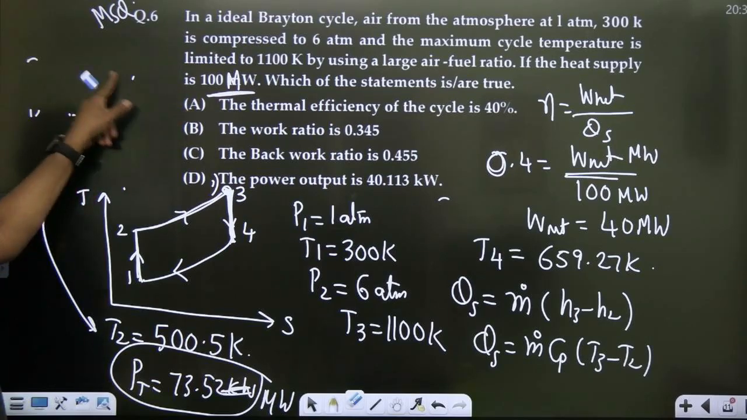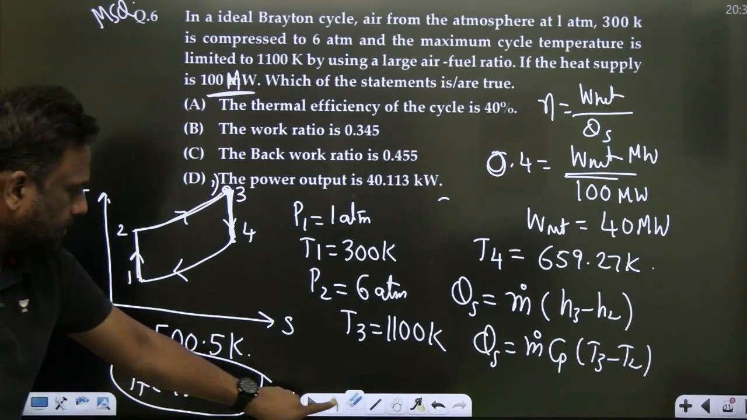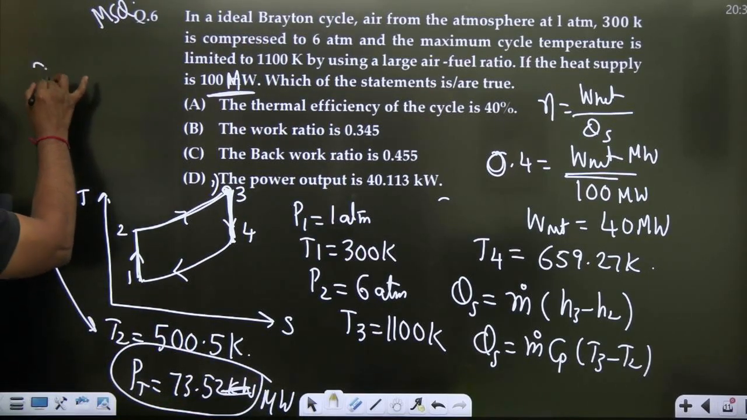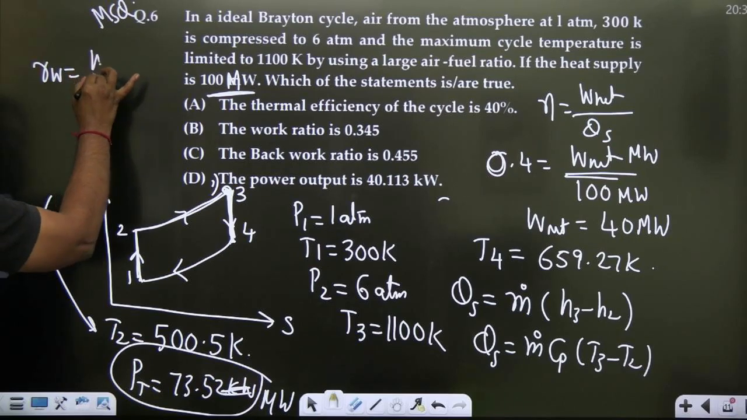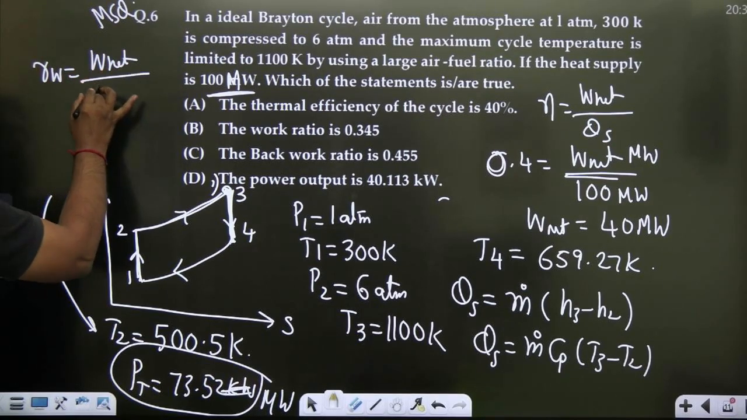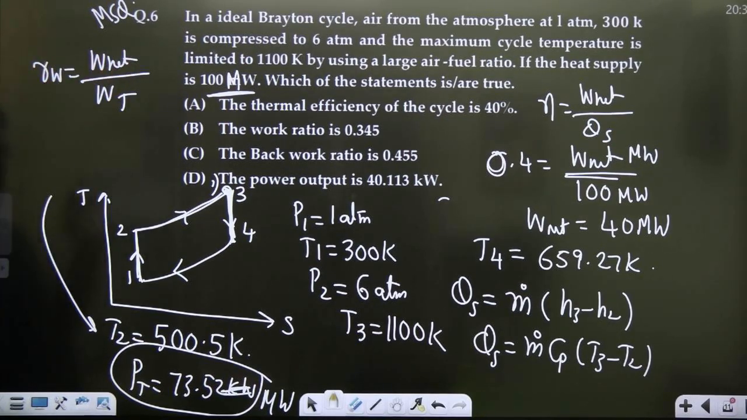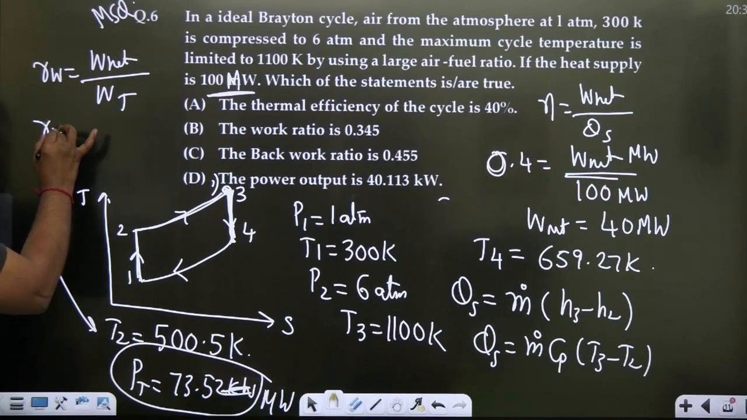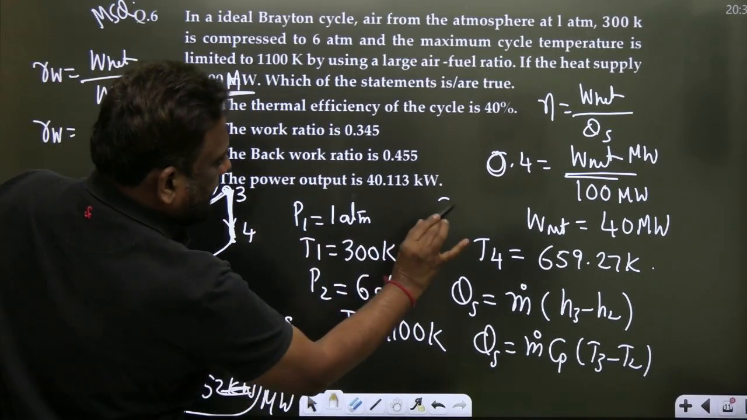Let us calculate the work ratio. Listen carefully. What is the work ratio? The work ratio is net work by positive work. Positive work is turbine work. So work ratio is net work divided by turbine work. What is the net work?